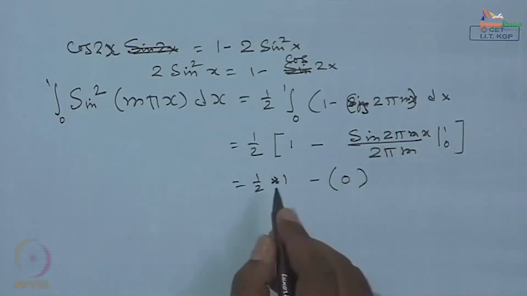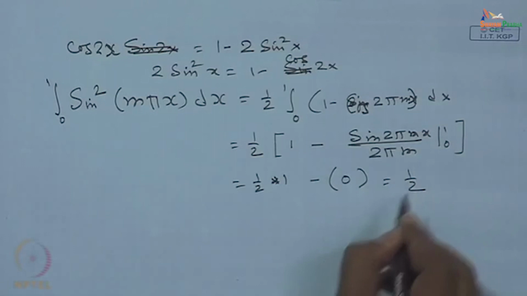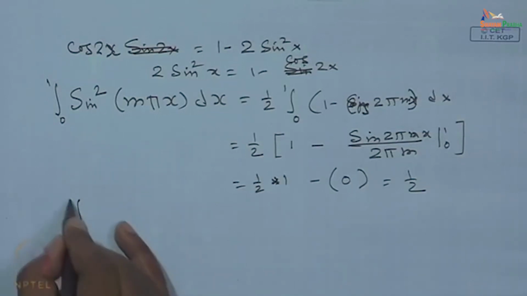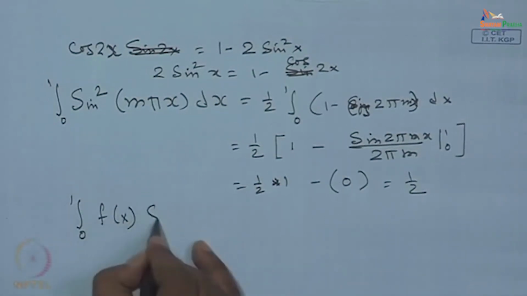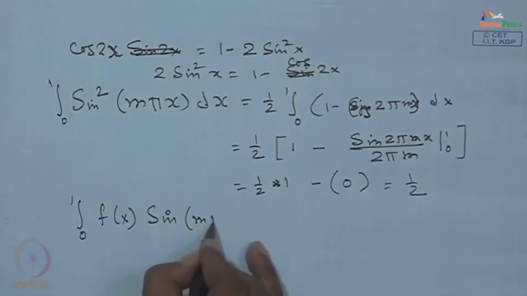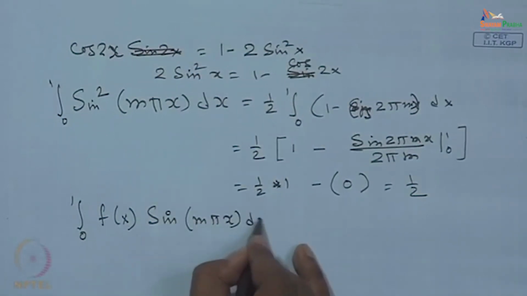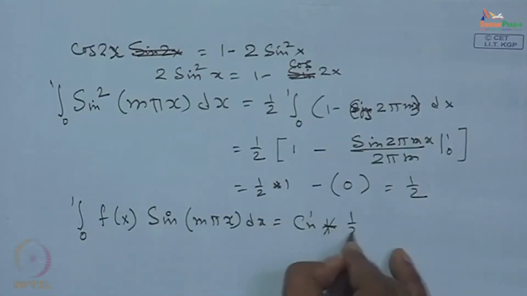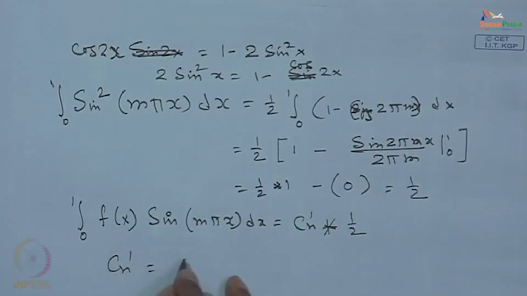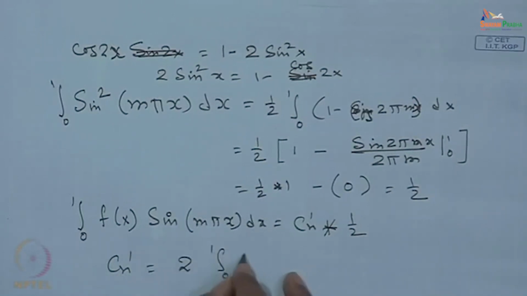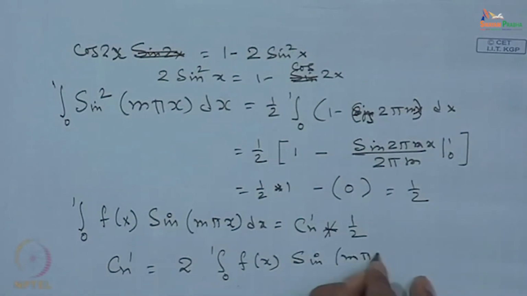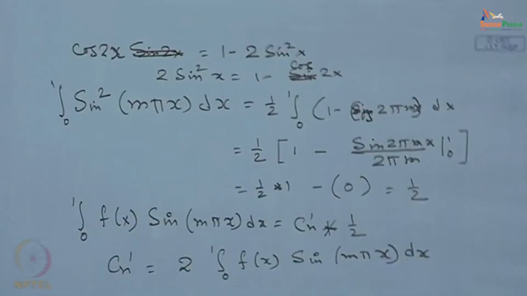So, you will be getting a 0 contribution from there. So, it becomes half. The integration of sin square m pi x dx is nothing but half. Therefore, what we will be getting is the integral from 0 to 1 of f of x sin m pi x dx is equal to C n prime multiplied by half. So, C n prime is nothing but 2 times the integral from 0 to 1 of f of x sin m pi x dx. Now, what do we do?